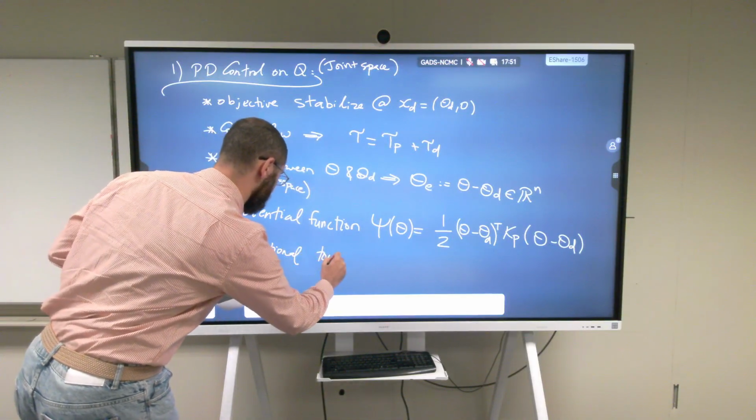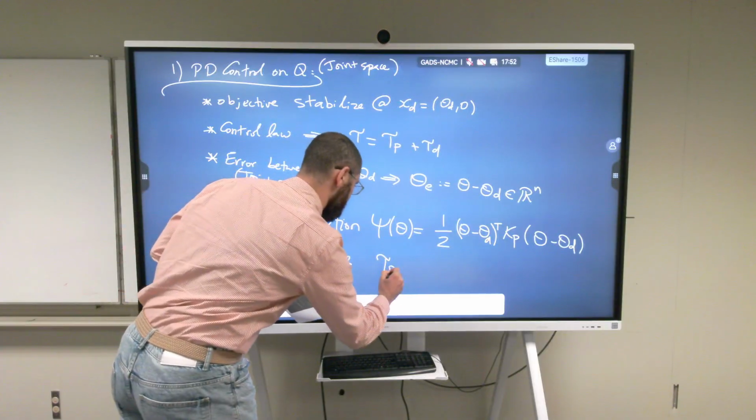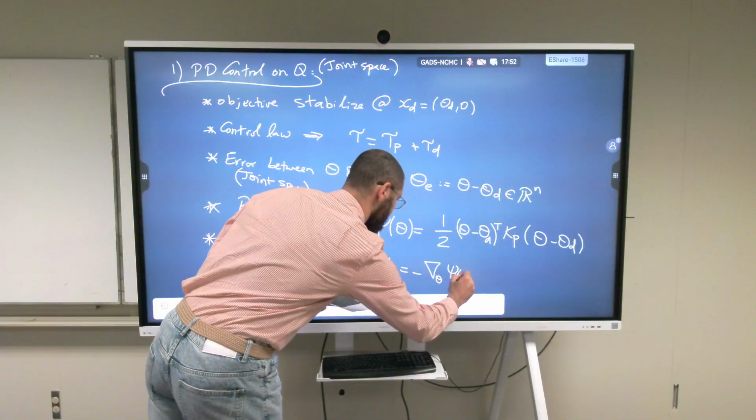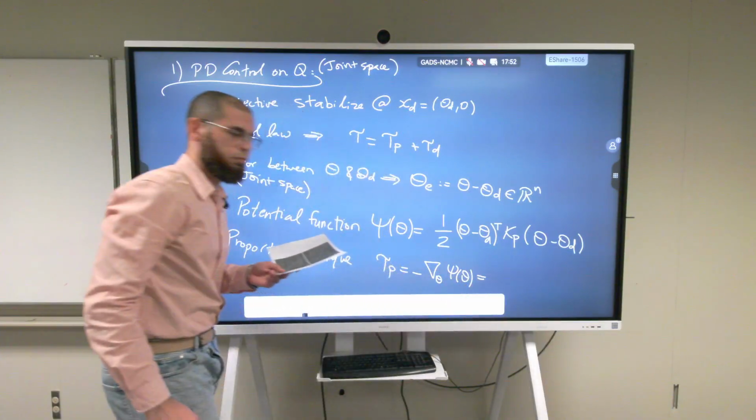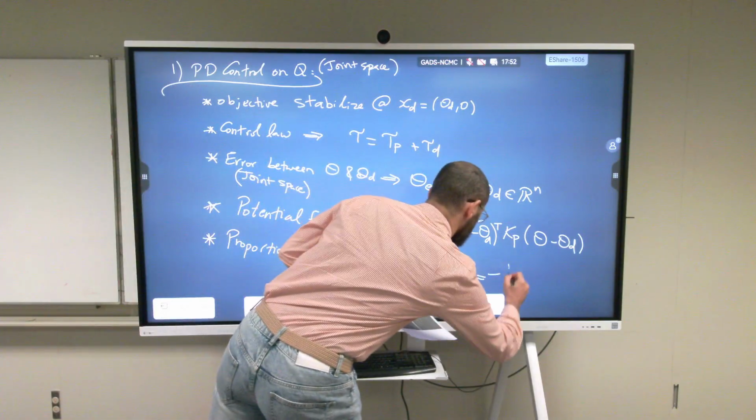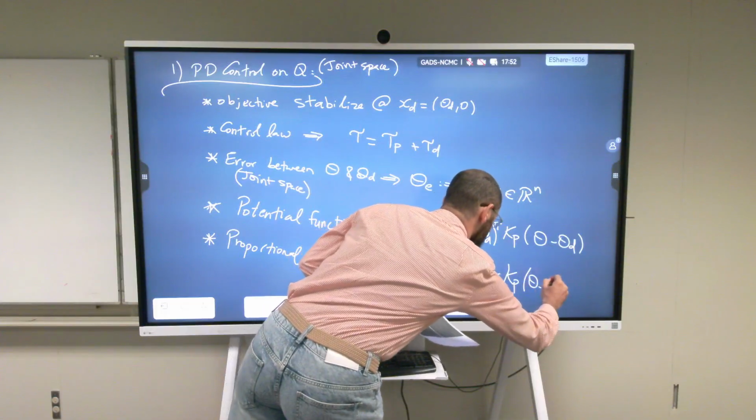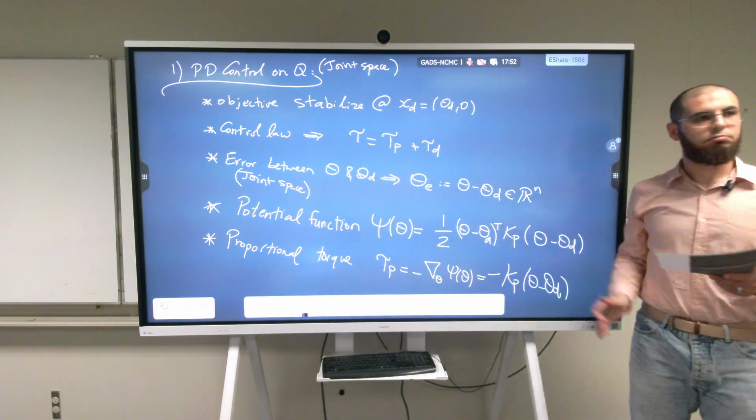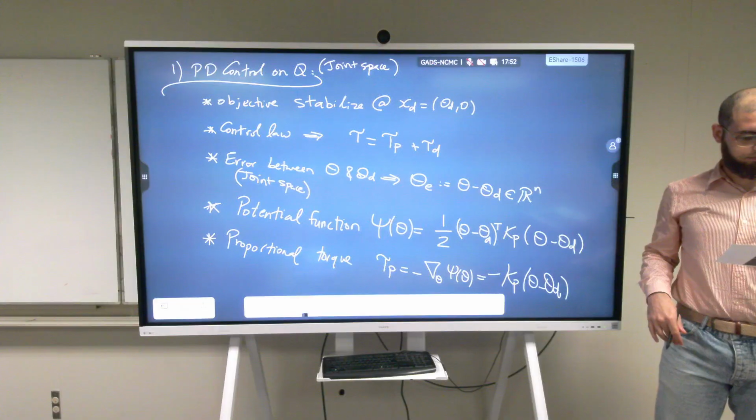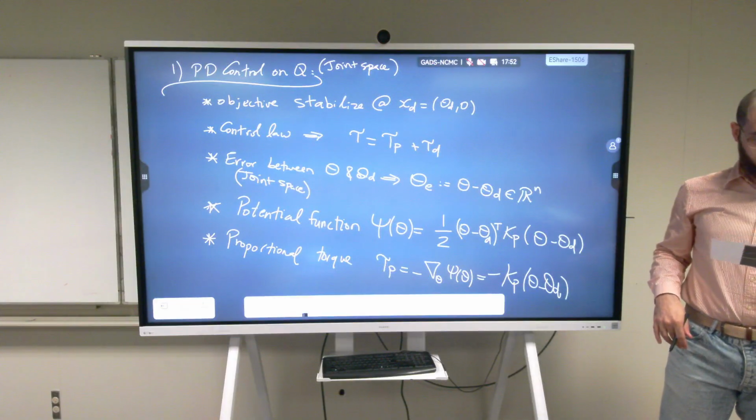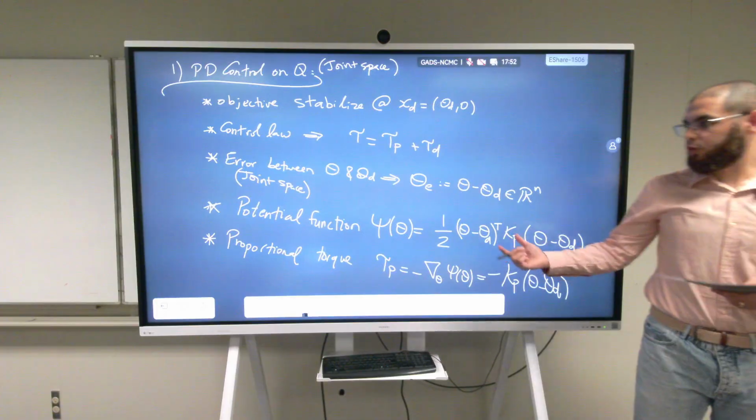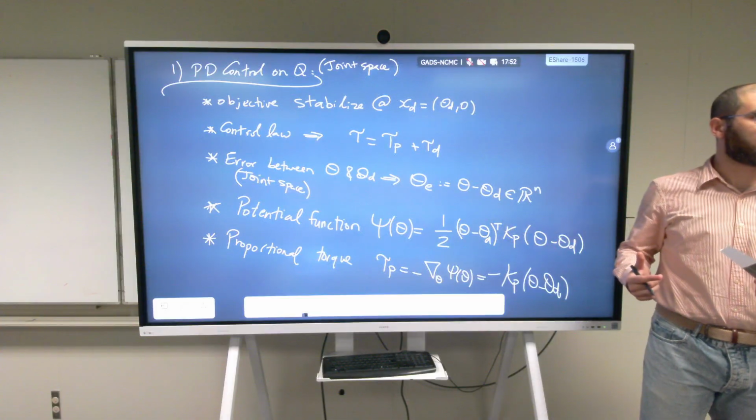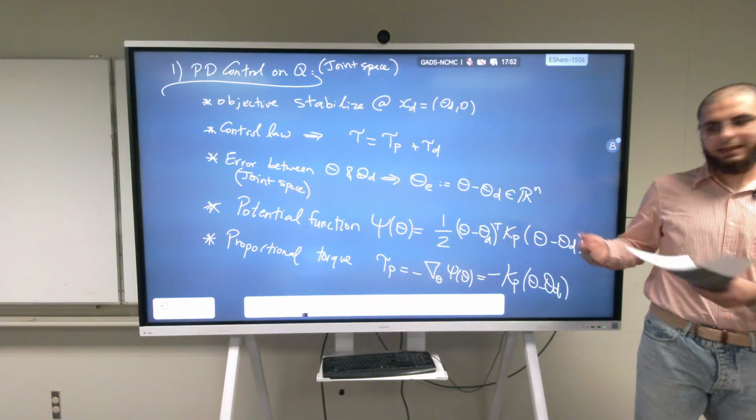What is now the proportional term? The proportional torque, tau p, we compute simply as minus the gradient of psi of theta with respect to theta. What is that equal to? Minus Kp theta minus theta desired. Okay. Everything is back to Rn. Everything is easy. You all agree? Is this controller enough? Is this potential function enough? Now let's plug in that and see what happens.